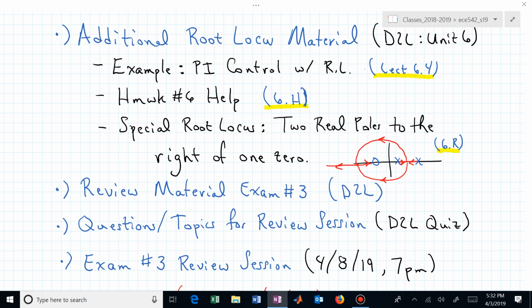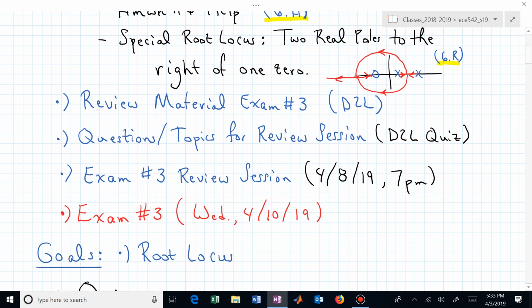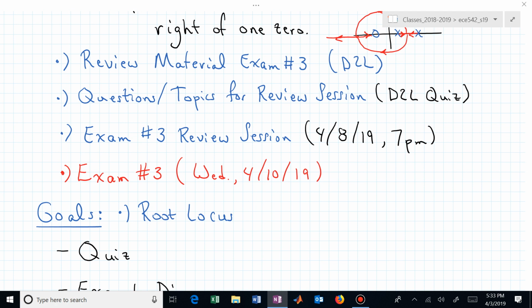But you can see that there are a couple of segments of the real line that belong to the root locus, and on those segments are actually 2 branches. And hopefully it won't be confusing when we get all of this cleared up, but we will have a review session Monday night after our Monday class, and if you have questions or topics that you want included in that review session, you can submit those via the quiz on D2L.